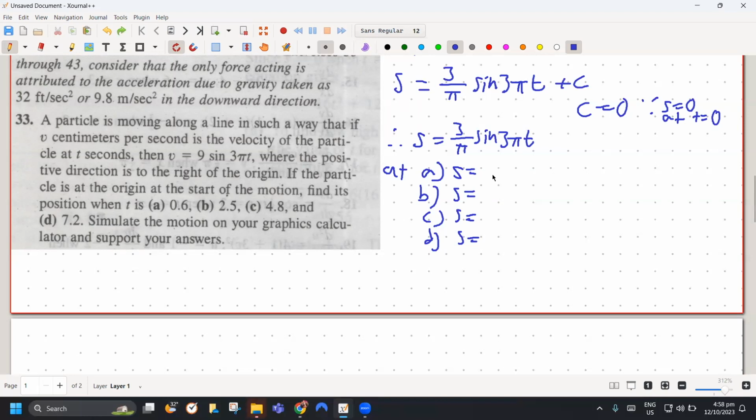Degree ba? Pag tingnan mo yung units nung angle, 3 pi t, di ba? So, ni-expect mo niyan, radians yan. Tapos, sa physics, kapag angle sa loob ng position versus time functions, radians yan, default.